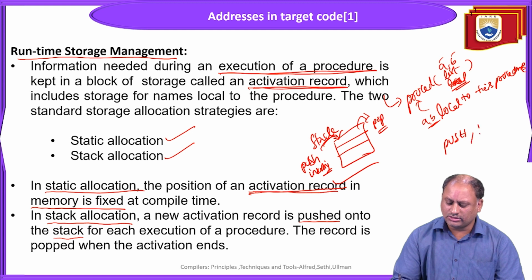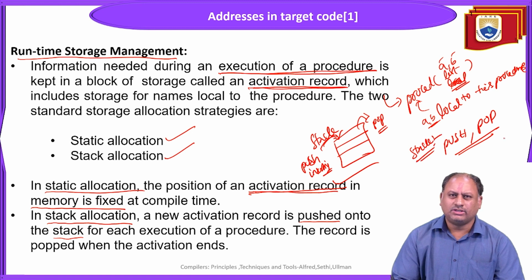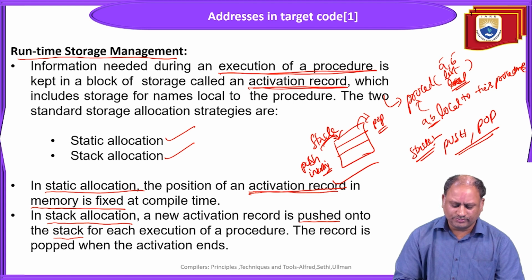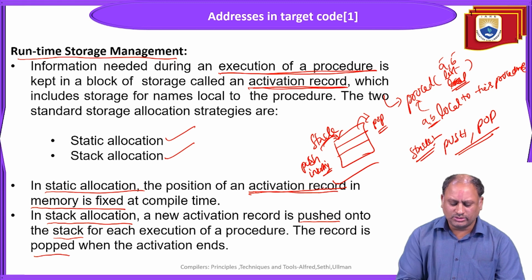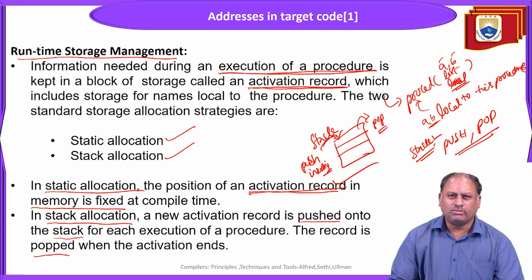That insertion is called a push operation. So there are two operations performed by the stack: one is push, another is pop. Every time we create a new activation record, it is pushed onto the stack, and after completion of the procedure, the activation record ends and it is popped out from the stack. Like that, the execution of the procedure takes place. This is called the stack allocation process. In static allocation, the position of the activation record inside the memory is kept constant at compile time.